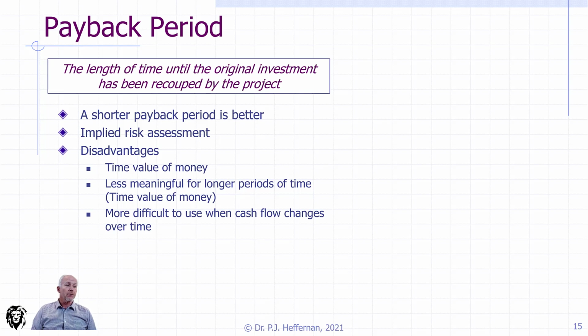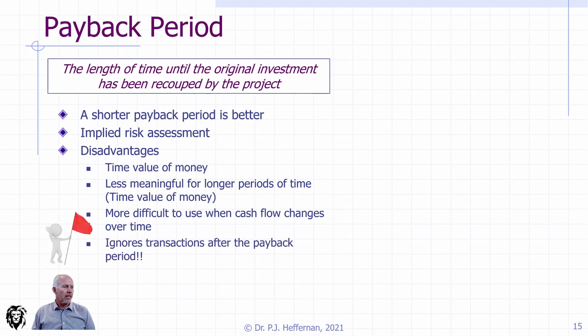It's more difficult to use when the cash flow changes over time. I wouldn't put too much stock into this. I mean, quite frankly, with spreadsheet technology and everything else, it really isn't that difficult. It certainly is more difficult to calculate a whole bunch of independent cash flow transactions than, say, an annuity, which can be approximated fairly quickly. But again, I wouldn't put a whole lot of stock in that.